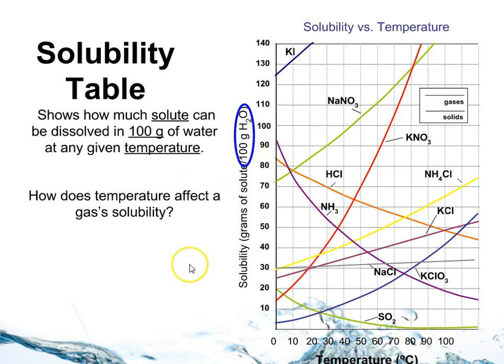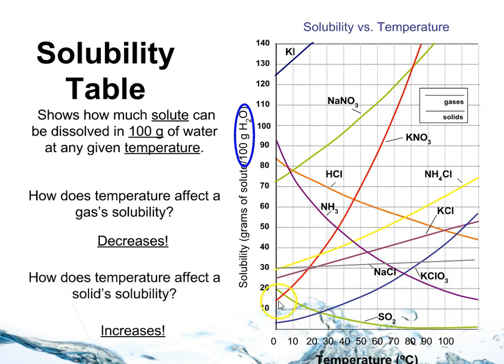So how does temperature affect gas solubility? Gas solubility decreases as temperature increases. So it's an inverse relationship. You can see this right here. NH3 is a gas. It decreases as temperature goes up, right? However, solids generally increase in solubility as temperature goes up. So we use KNO3 in the lab, and that increases as temperature goes up. You can dissolve more grams of solute in 100 grams of water at a higher temperature.